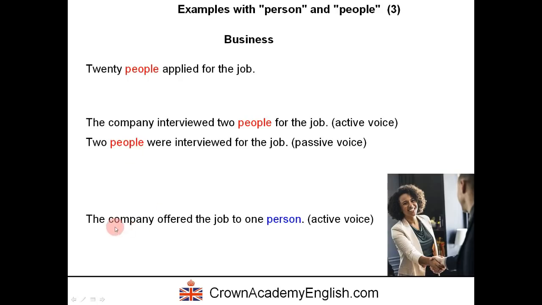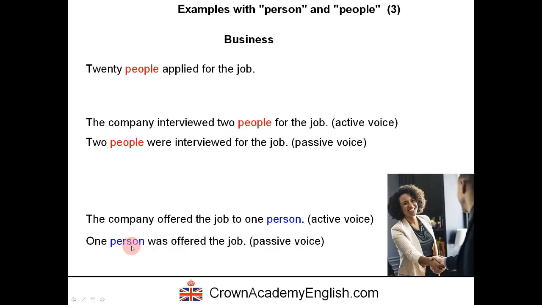And finally, the company offered the job to one person. To one person, singular. Only one person got the job. So this is the active voice. And we can also convert this into the passive. One person was offered the job. Singular.